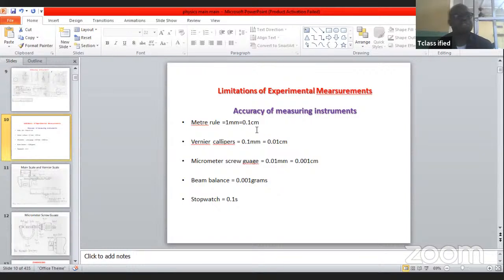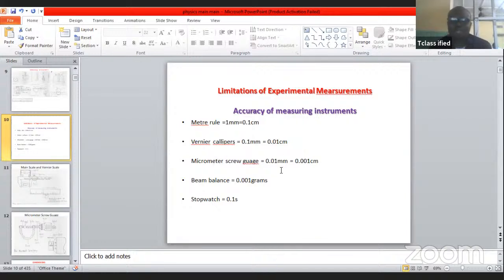They'll ask you, what is the smallest value to which a meter rule can measure? In millimeters, it is 1 millimeter, and in centimeters, it is 0.1 cm. For vernier calipers, it is 0.1 millimeter, and in cm it is 0.01 cm. For micrometer screw gauge, it is 0.01 millimeter, and in cm it is 0.001 cm. I want you to understand this the way it goes.